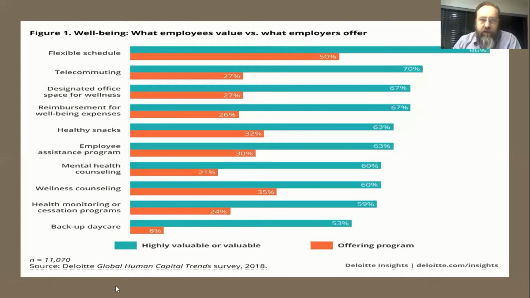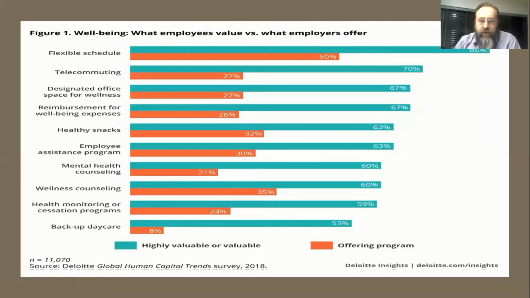If you look at telecommuting, for example, this is from an employee perspective rated at 70%, yet from an organizational perspective, only 27%. So that would, in real terms, mean a 43% performance capability gap index. Similar to that, designated office space for wellness, again, very similar numbers in that regard. Reimbursement for well-being expenses, employee assistance programs, you'll see there's a 33% differential in that regard.